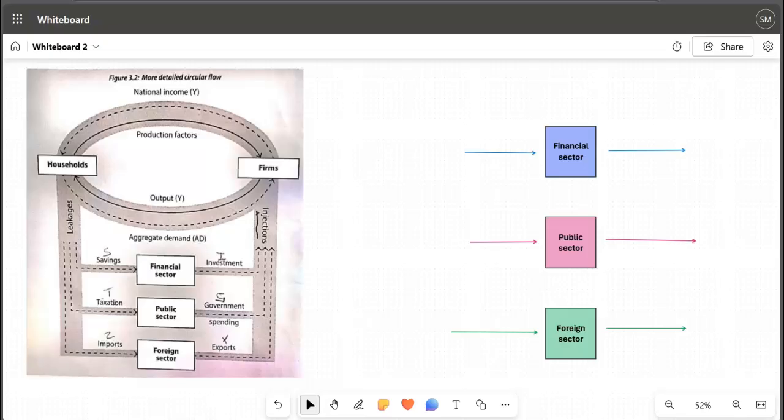When we look at figure 3.2, we can actually see that an economy consists of three sectors, which are the financial sector, public sector, and foreign sector. And when we take a close look, we can tell that in each sector there is something unique that's happening. Let us not waste time.